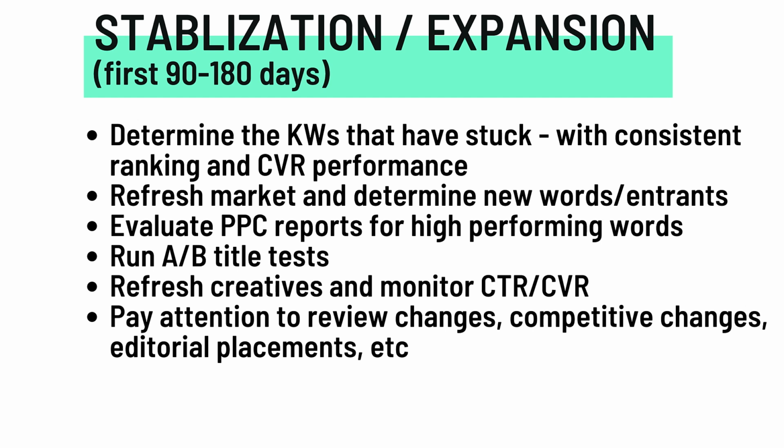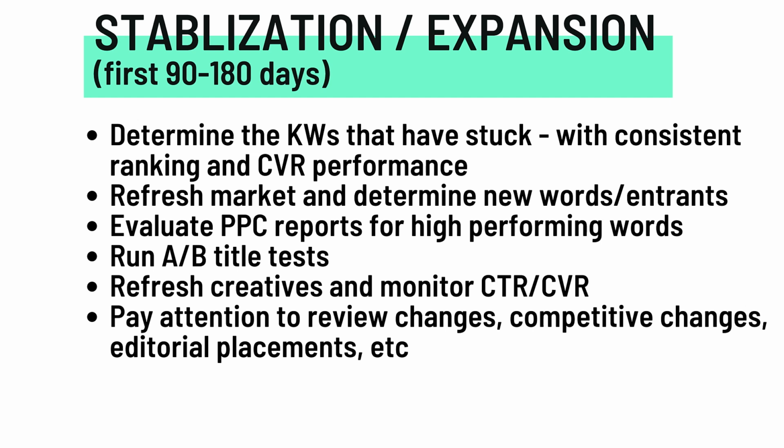So in this phase, we're really going to determine the keywords that have stuck, like which ones are your high performers that have consistent ranking and conversion rate performance on pay-per-click, and be very mindful of those and double down on those and maybe even prioritize those in title and other elements if they're really highly performing and bringing in a lot of sales. We're also going to want to refresh the market and determine new keywords and entrants. So if new ASINs have entered the space, if new keywords have been discovered, we want to know what those are and keep a tight pulse on those dynamics as they change.